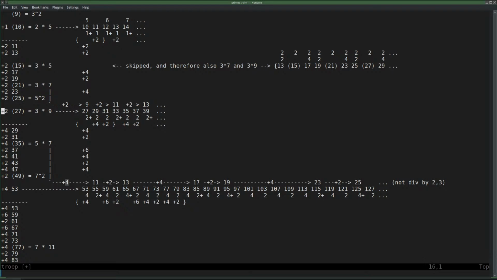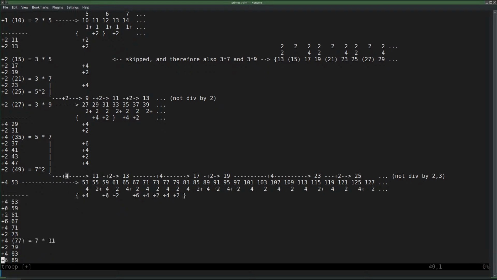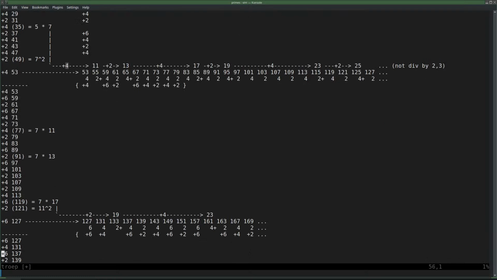2, 3, 6, 7, 8. Yeah, these numbers. No, these numbers here. Not divisible by 2. So that would be the 5, 7, 9, 11, 13 and so on. Just add 2 every time. Then likewise we have these numbers here, and they would be the ones that are also not divisible by 5.